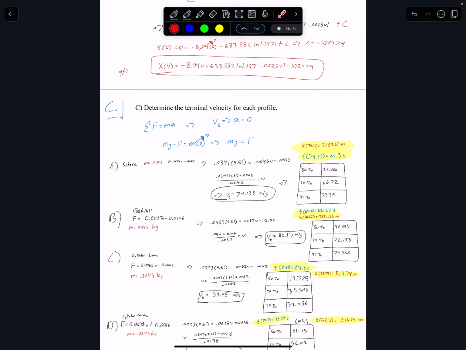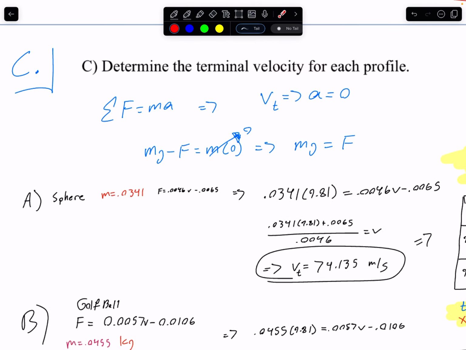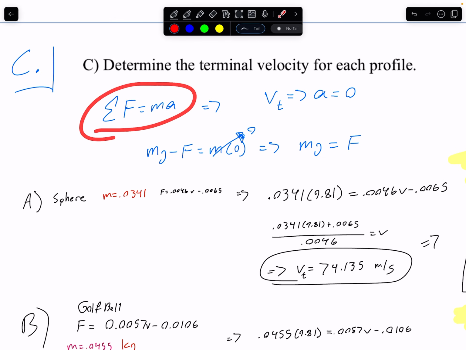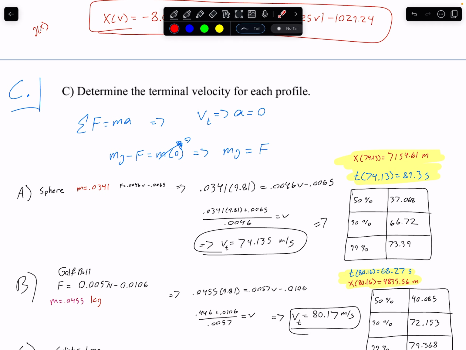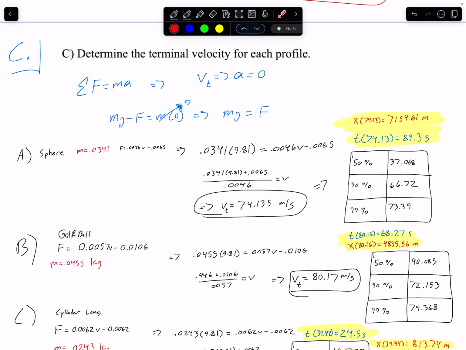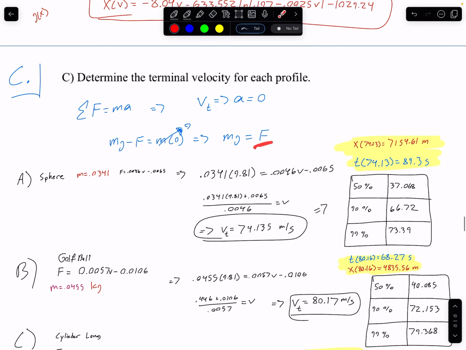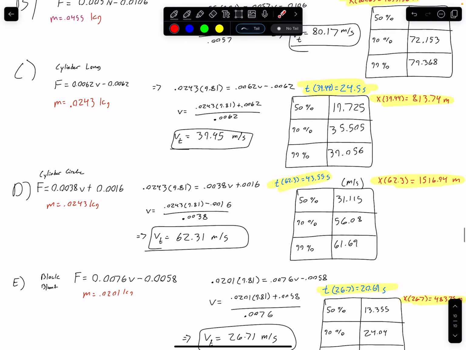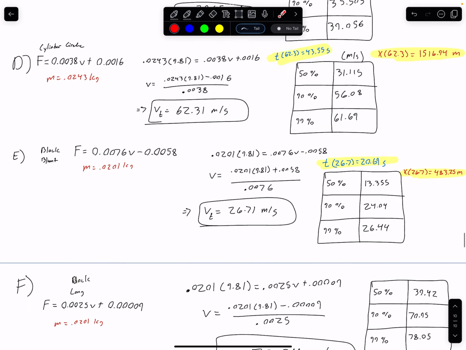The next thing was determining the terminal velocity for each thing. So I said it earlier, but sum of forces equals mass times acceleration. At terminal velocity, acceleration equals 0. So right side of the equation goes to 0. So we know that mg has to equal that force of drag. And so, again, pretty much just sub in our mass values, gravitational constant, or just gravity, and then our force for each thing. Again, I'll show you for part A, even though I did the same process for all 6 objects.